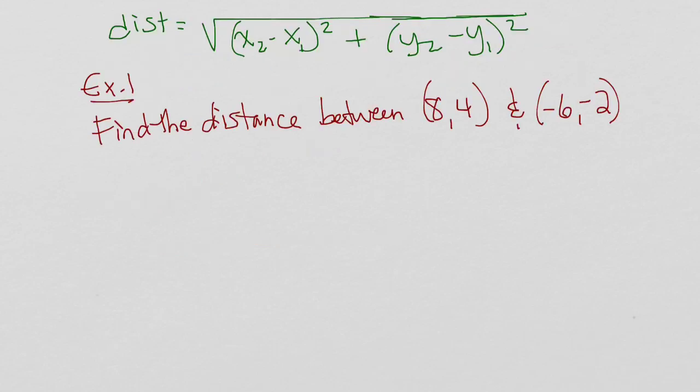Okay, I rewrote the distance formula at the top of the page, and you should write it at the top of your homework page as well. And the first example is find the distance between these 2 points, 8, 4, and -6, -2. You actually don't need to draw the picture.